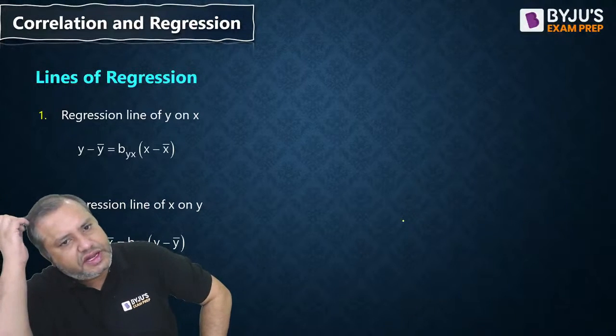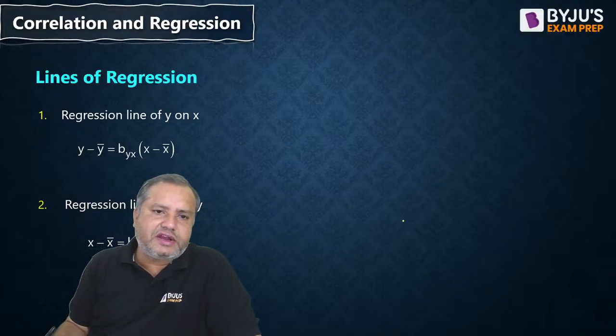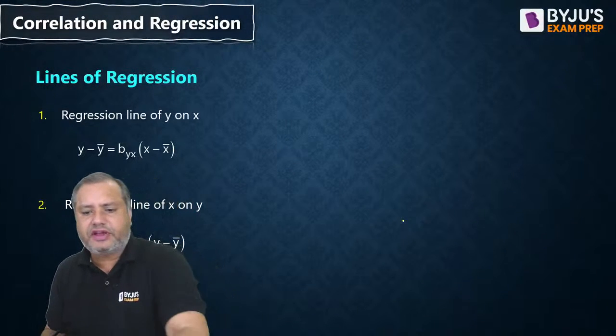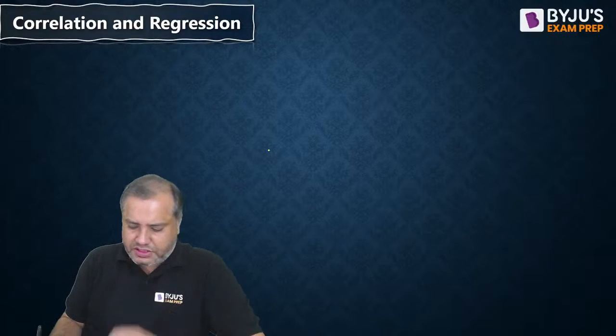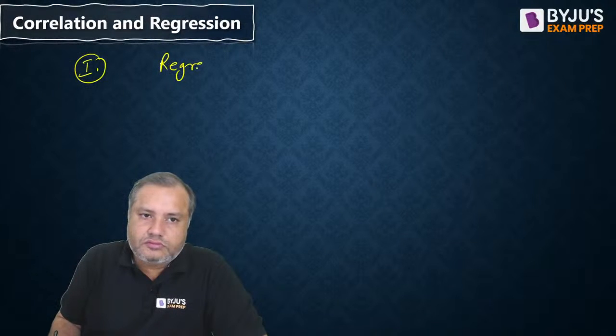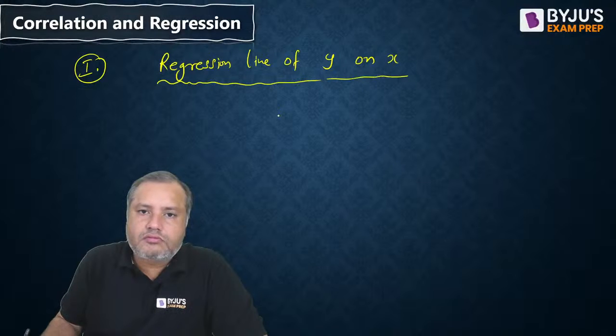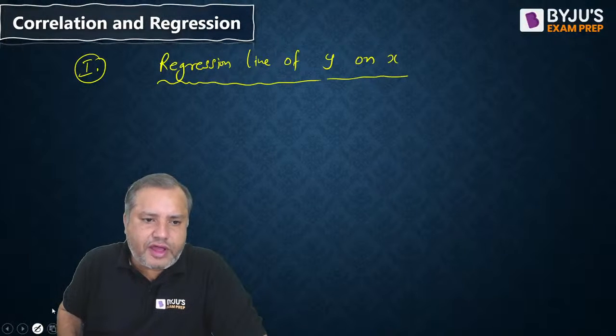Then comes regression lines. So there are two regression lines: regression line of y on x and regression line of x on y. See here. Regression line of y on x.